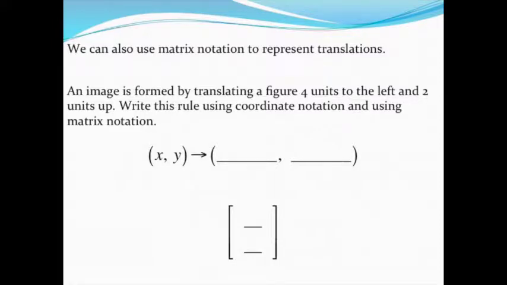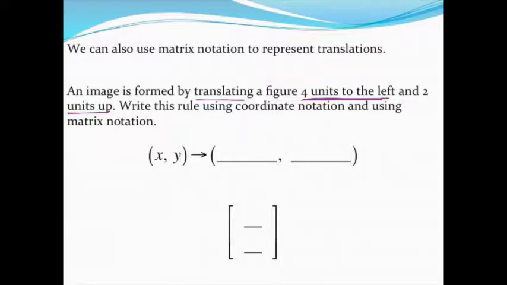So here's what we've done in the past. We've done these two ways so far. We've first expressed translation slides as a verbal rule, which is what's listed up here. 4 units to the left, meaning we're going to move, obviously, 4 to the left, and then we're going to move this figure also 2 units up. So that was the first way we described it, just as a verbal rule.